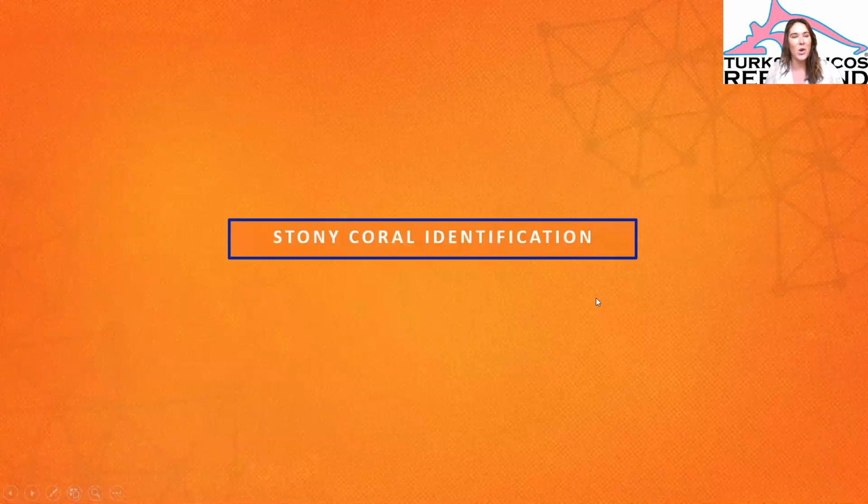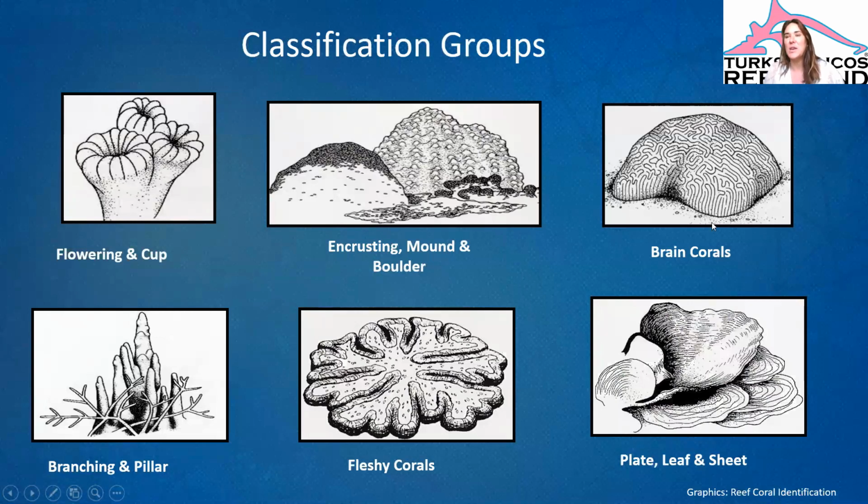All right, so classification groups. The first thing is when you're down in the water and you're starting to just get the observer's eye. Before you start doing any surveys, we want you just down there getting used to what you're looking for. So here are some of our classification groups. We have flowering cup, encrusting mold and boulder corals, mound and boulder corals, brain corals, branching and pillar corals, fleshy corals, plate, leaf, and sheet corals.